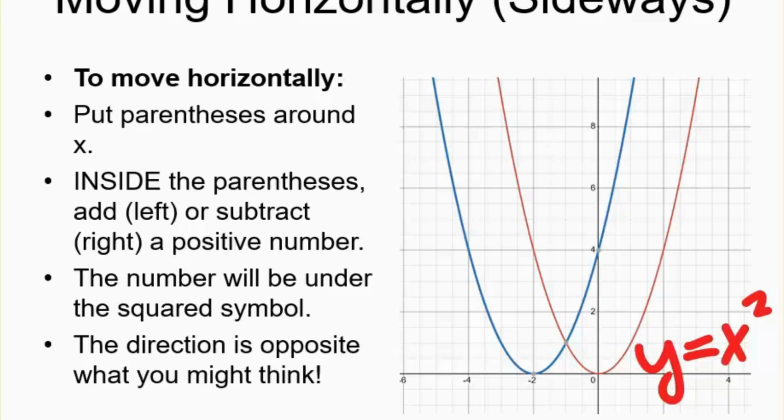So from my graph, which was y equals x squared, I move left 2 to get to that blue quadratic. When I move horizontally, I'm always going to have the terms inside parentheses. And now I'm moving left. Again, this seems opposite, but we're actually going to add 2 to move that 2 to the left. So y equals (x plus 2) squared.